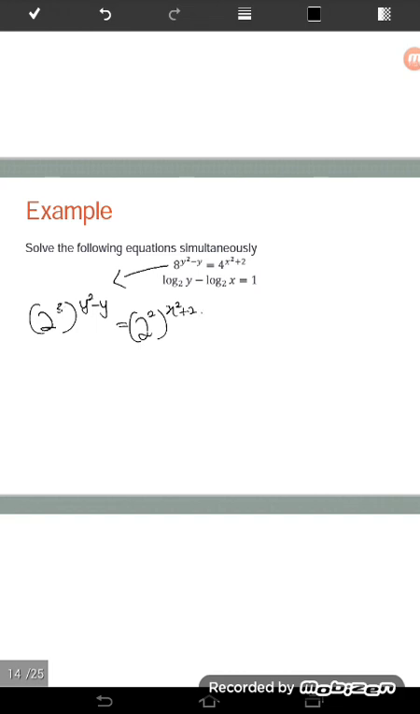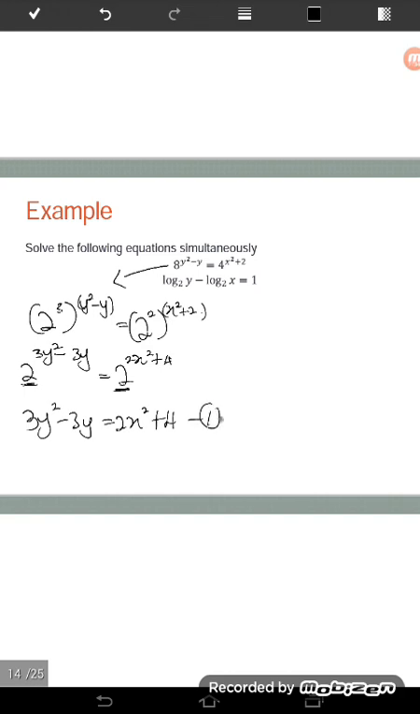And expand this one. So you will have 2 power of 3y square minus 3 times by negative y, which is minus 3y. And it is equal to 2 power of 2 times by x square, 2x square. And 2 times positive 2, which is positive 4. Okay, since the base already same, therefore you will have 3y square minus 3y is equal to 2x square plus 4. So this one first equation.